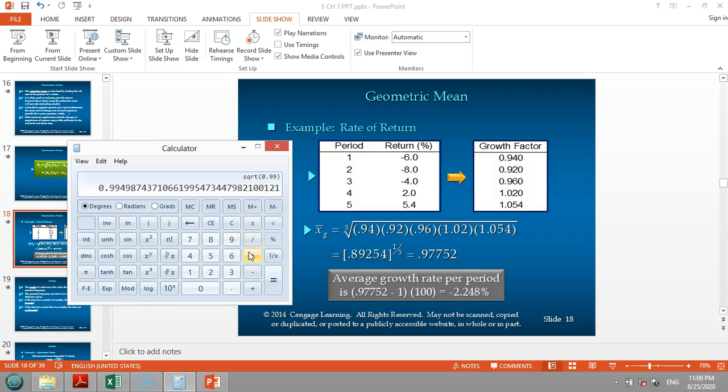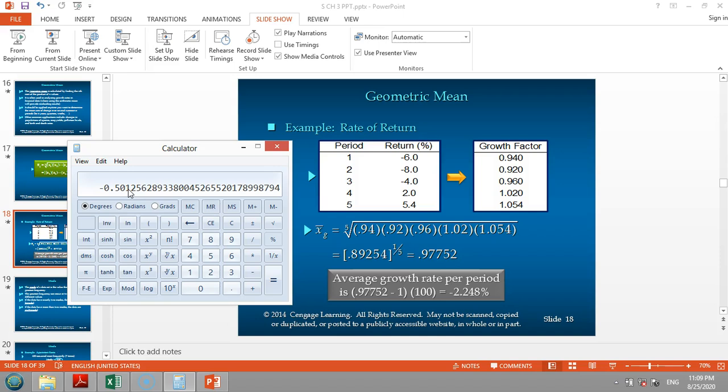Then I subtract 1, okay? And I multiply by 100. You just followed the formula. Look, negative 0.5% on average. On average is the average growth rate, because at the end of the day, the value actually contracted.